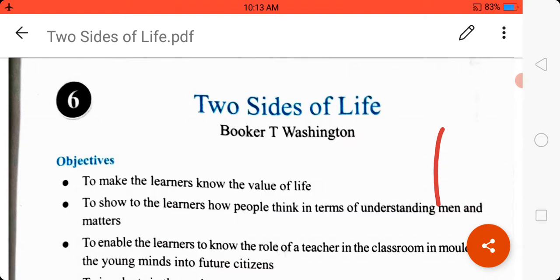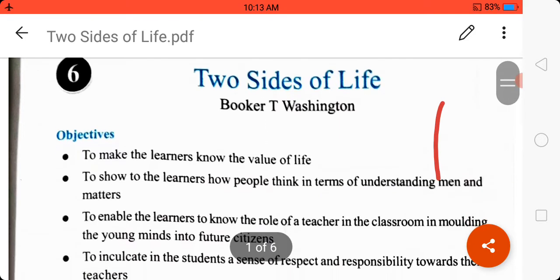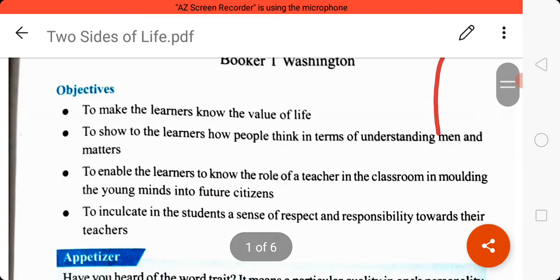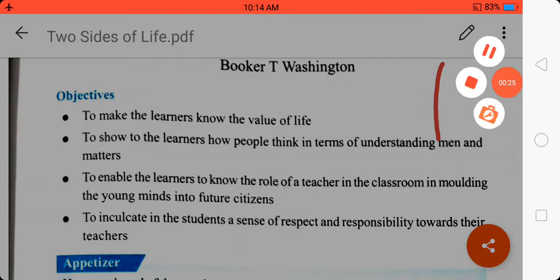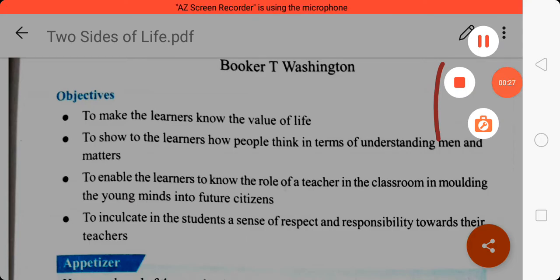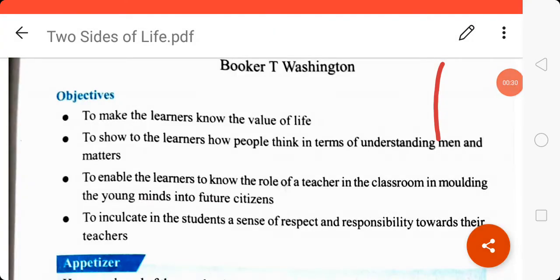It is the first lesson from the prose written by Booker T. Washington. So before going to the topic, we'll have a glance at the objectives. Here there are four objectives the writer wants to introduce to you. What are those four objectives? We'll see. First, to make the learner know the value of life. Here, the writer wants to tell the listeners to know the value of life.